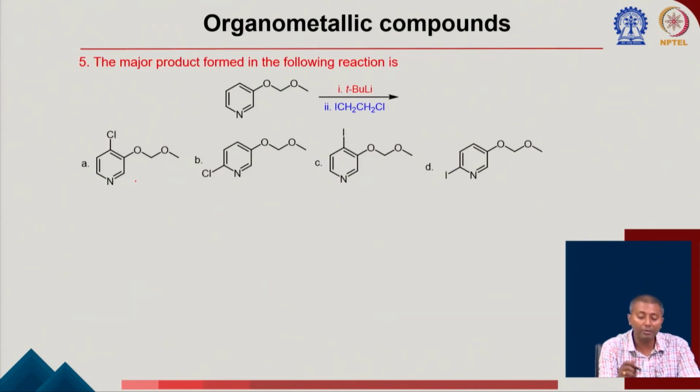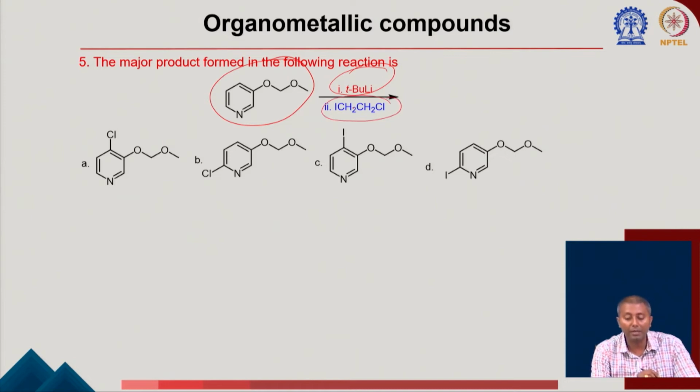So here again what we are seeing is a pyridine, and then we are seeing a MOM protection of this corresponding 3-hydroxy group. You are treating with tert-butyl lithium, and then you are treating with ICH2CH2Cl. Okay. So here what is going to happen? Again now we can understand that once you have a tert-butyl lithium and once you have a pyridine, what is going to happen? The tert-butyl lithium can abstract a proton from the pyridine and generate some sort of a carbanion.